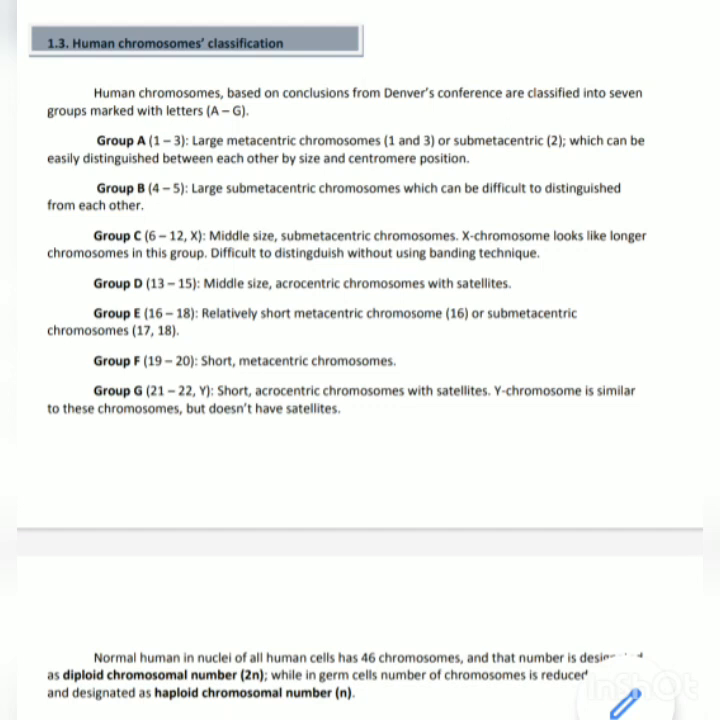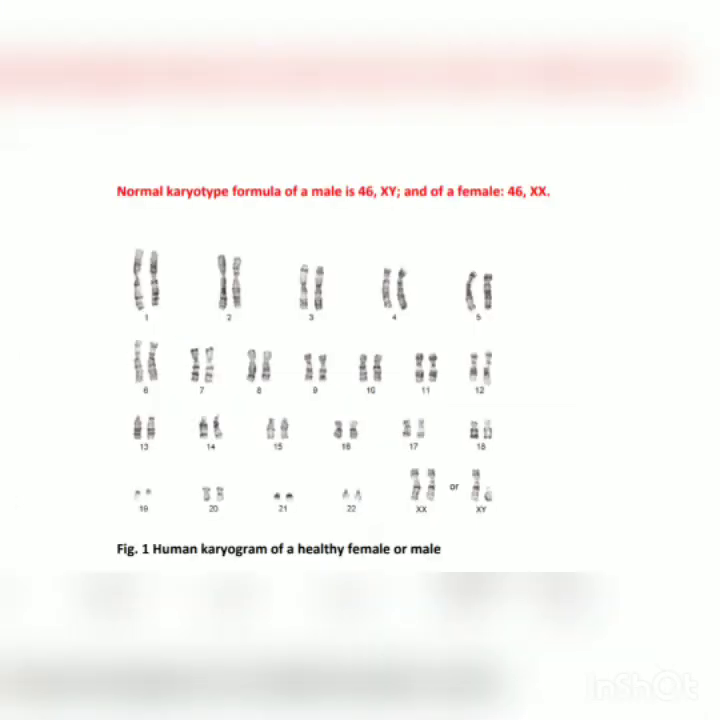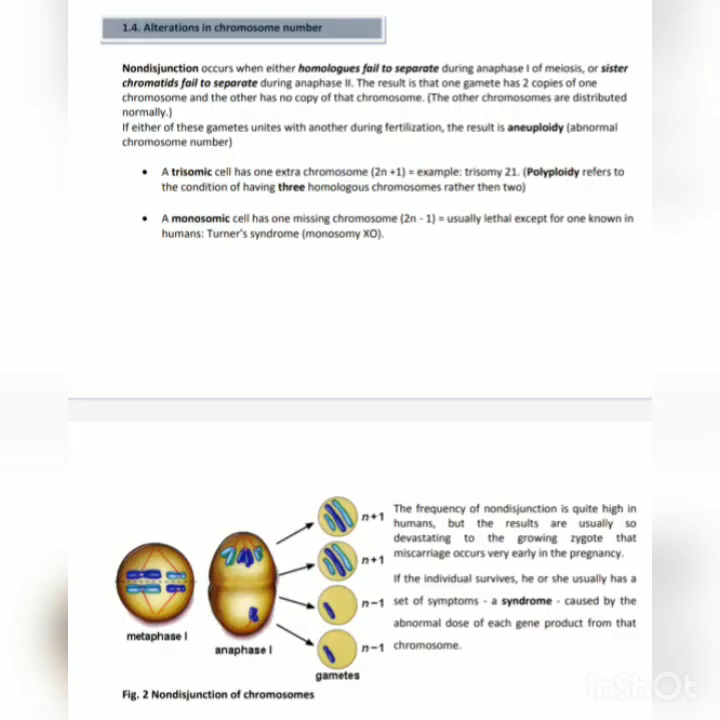16 to 18 is group E, short metacentric or submetacentric. Group F is 19 and 20, short metacentric. Group G contains 21, 22 and the Y chromosome. They are very short and acrocentric, right? So they are also with satellite chromosomes. The Y chromosome is similar to these chromosomes, but Y doesn't have satellites at its tip. So this is the normal karyotype formula of male, 46 with XY, and female, XX. These are the alterations which are shown. Sometimes non-disjunction occurs in the homologous chromosomes, and these homologous chromosomes are unable to separate properly, like in a 2:2 ratio.